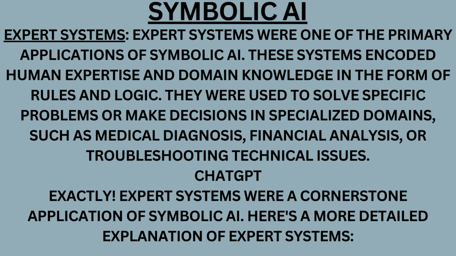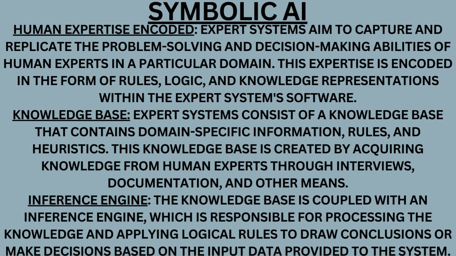Exactly. Expert systems were a cornerstone application of symbolic artificial intelligence. Here is a more detailed explanation of expert systems. Human expertise encoded. Expert systems aim to capture and replicate the problem solving and decision making abilities of human experts in a particular domain. This expertise is encoded in the form of rules, logic, and knowledge representations within the expert system's software.